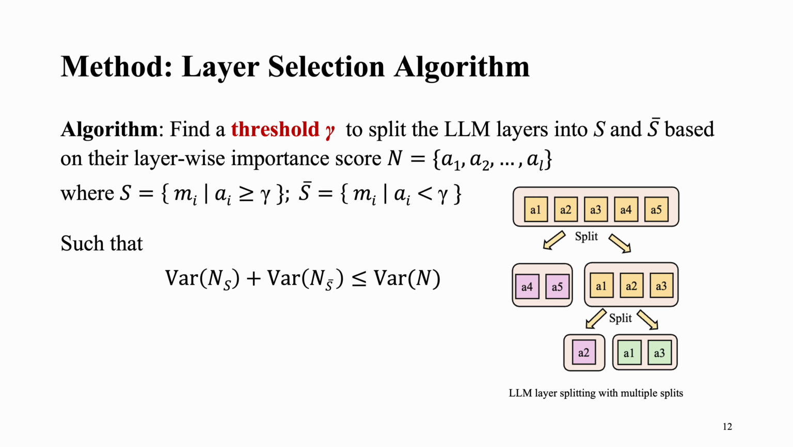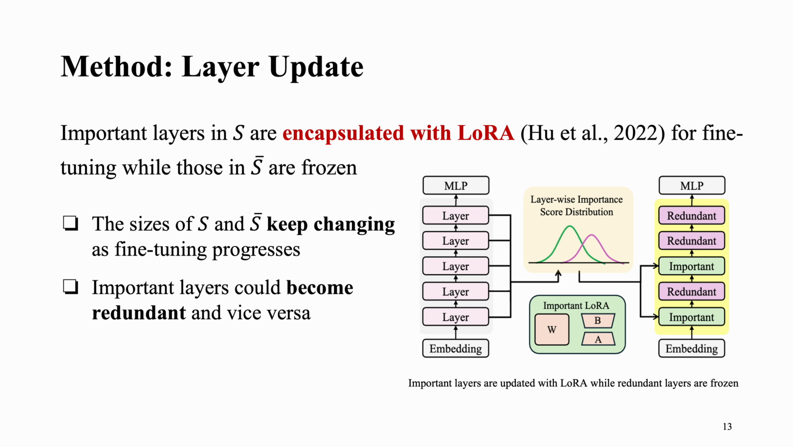The figure on the right shows two splits within large model layers, where the selected important layers can be further split into less important and more important groups. Afterward, the important layers are encapsulated with LoRA for parameter-efficient fine-tuning. These steps are shown in the figure on the right. We note that the sizes of the important and the redundant layers keep changing as fine-tuning progresses. An important layer could become redundant and vice versa, because this is a dynamic method.